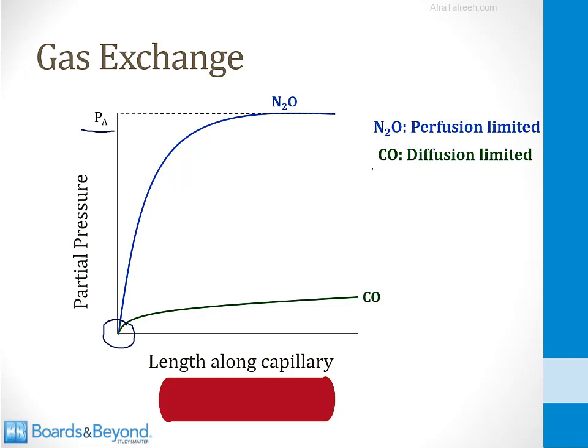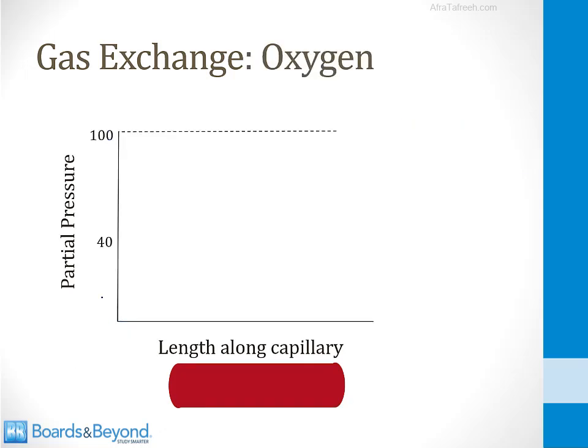Gases that behave like this are said to be diffusion limited. Because diffusion is limiting the gas uptake, it can never reach equilibrium with the alveoli. That's the hallmark of a diffusion limited gas. And carbon monoxide is the classic example of a diffusion limited gas. So it's nice to know that nitrous oxide is perfusion limited and carbon monoxide is diffusion limited, but what about oxygen, a gas that is very important to our body?